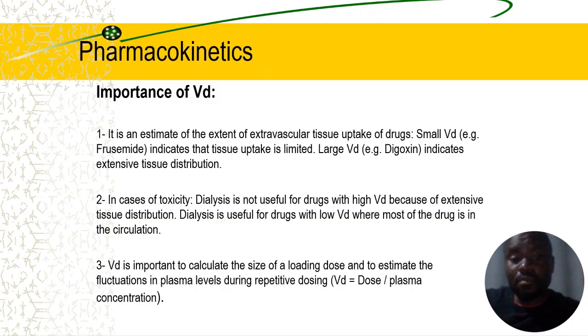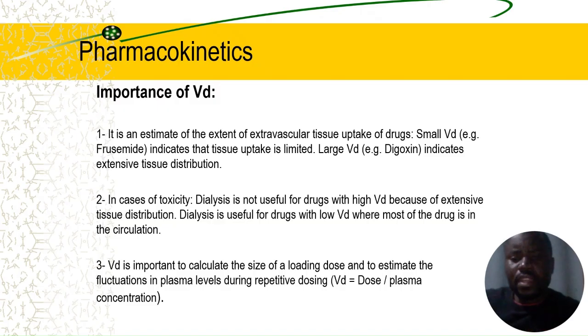In vascular or blood. A large volume of distribution for a drug, for example, for digoxin, that is used in arrhythmias, also to improve the force of contraction of the heart, indicates that the drug is extensively distributed in tissues. So, volume of distribution can be used to estimate the extent of extravascular tissue uptake of the drug.